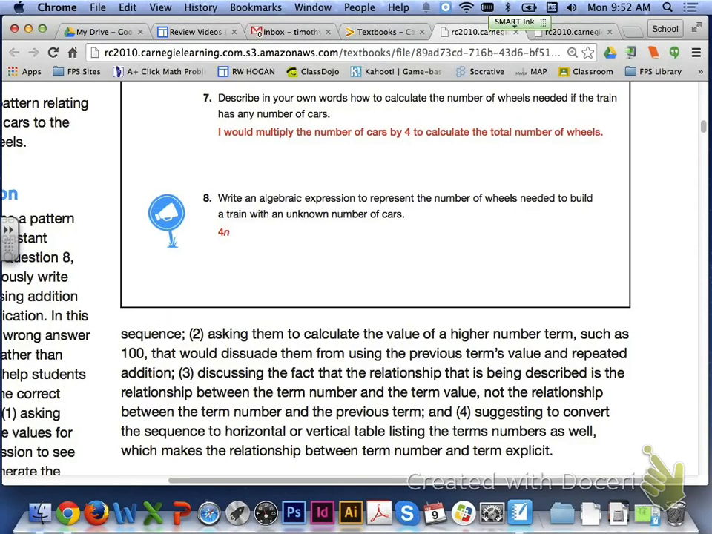All you would have to do then for number 7 is multiply the number of cars by 4 in order to calculate the total number of wheels. The algebraic expression then would be represented as 4 times n or 4n. And again, you could have used whatever variable you wanted to for this situation.